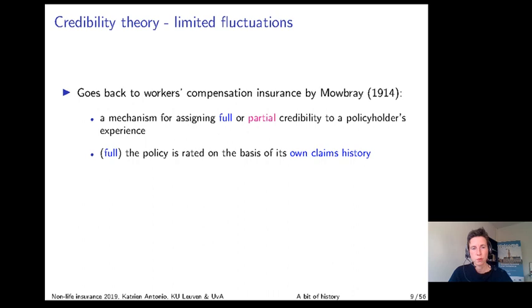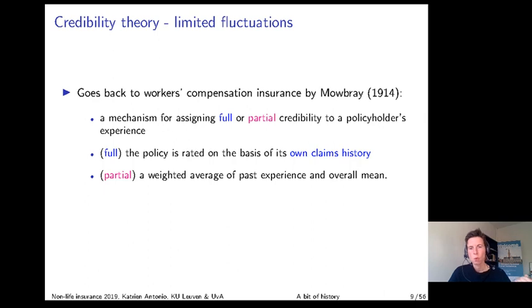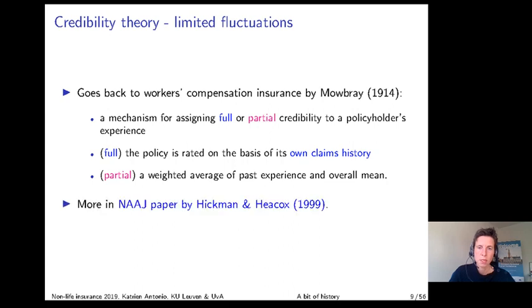When this experience gets full credit, the policy is rated on the basis of its own claim history. When assigning partial credit to this history, a weighted average is used of the past experience on the policy on the one hand and the overall experience on the portfolio on the other hand. The limited fluctuation approach provides simple solutions to this problem, but it suffers from a lack of theoretical justification. And therefore, this stream of work on credibility theory will not be explored in our class.